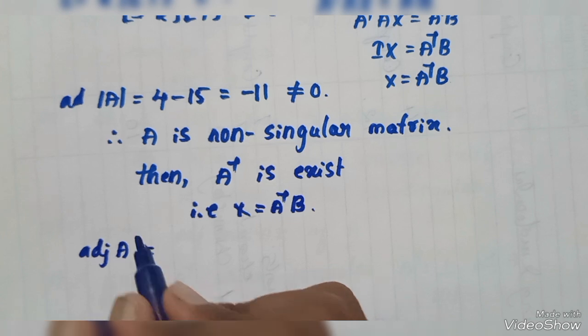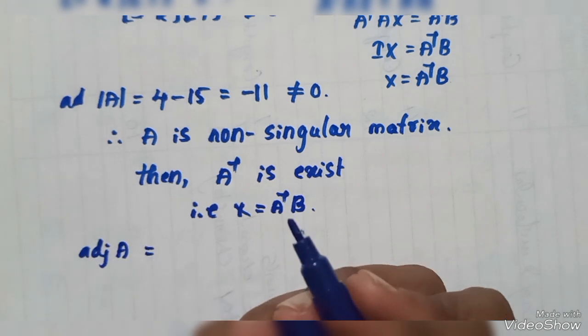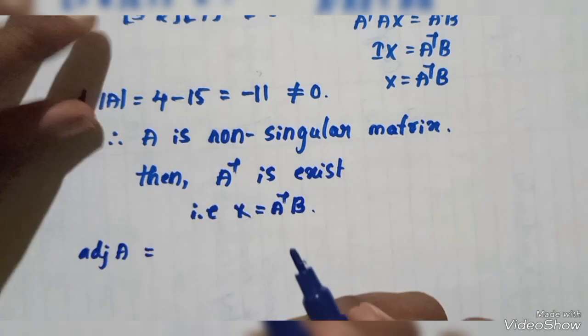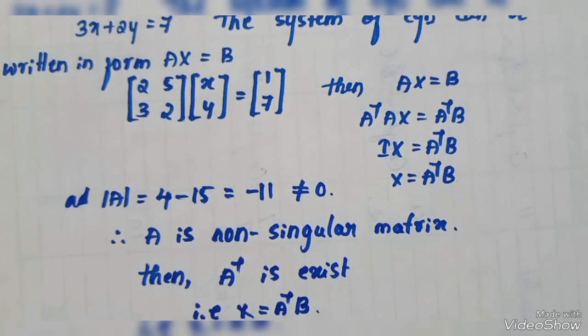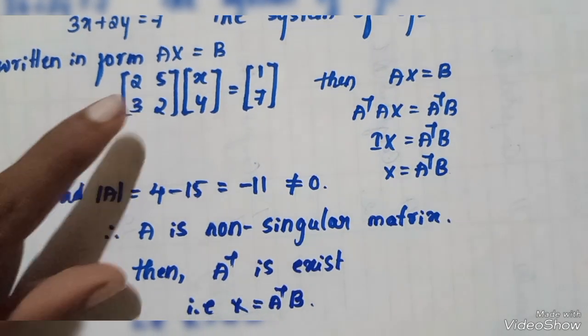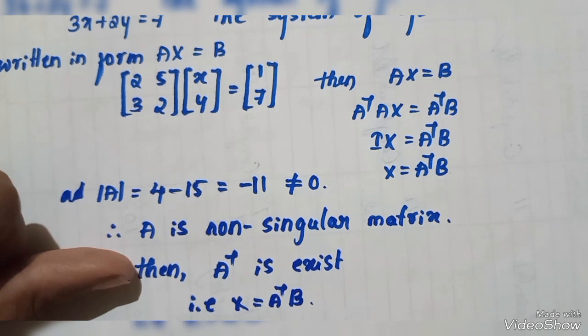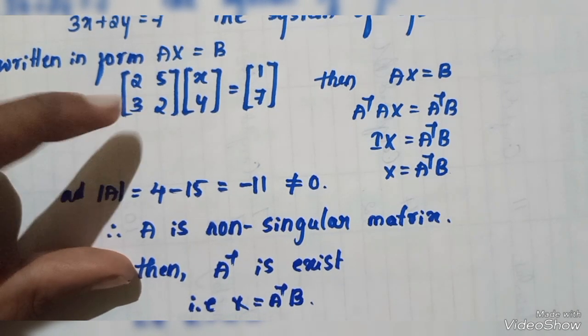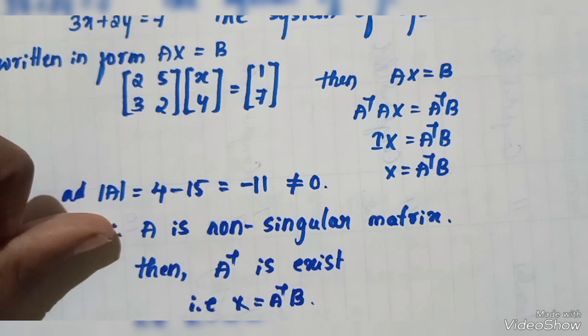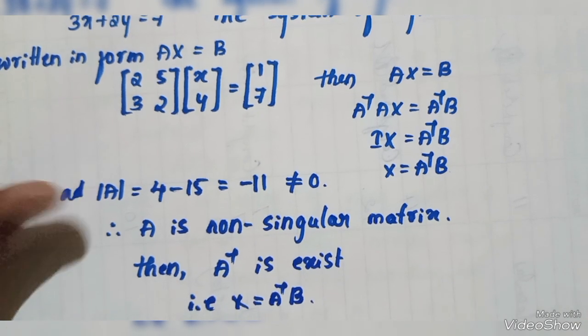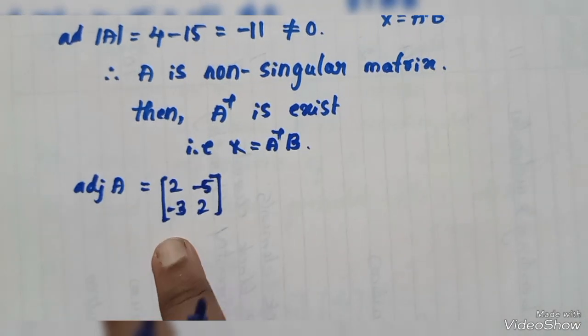We know the adjoint of A in a 2 cross 2 matrix is found by interchanging the diagonal elements. Interchanging the diagonal elements, both values are 2. Then change the sign of the non-diagonal elements. The plus 3 becomes minus 3, and the 5 becomes minus 5. This is the adjoint of A.